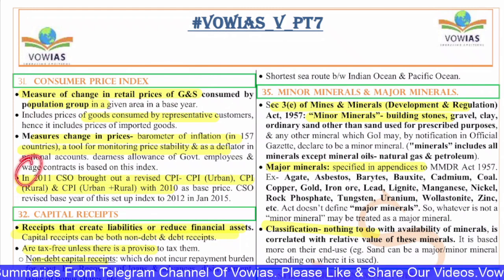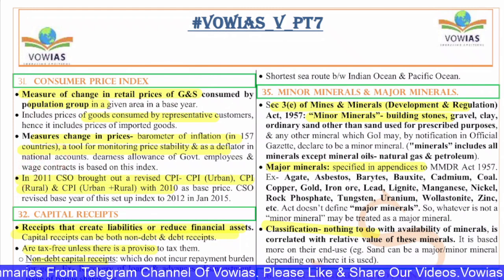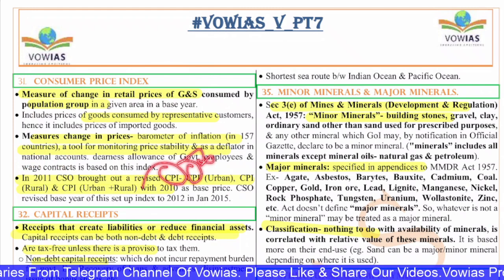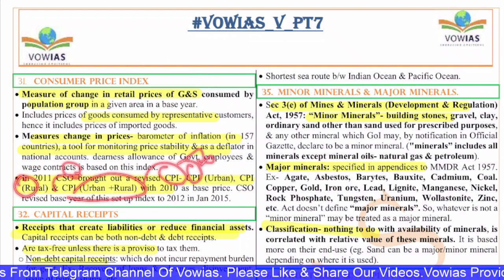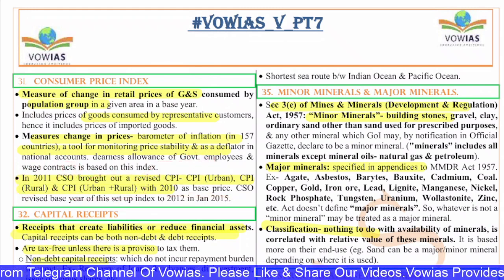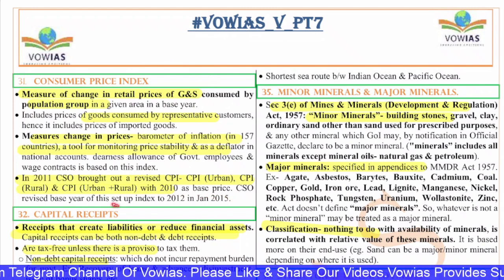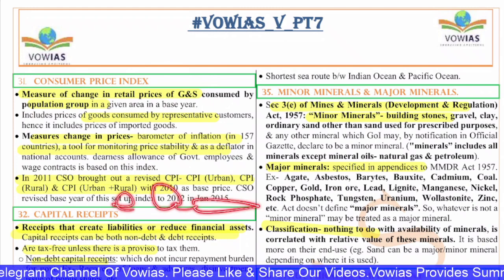In 2011, the CSO brought out a revised CPI: CPI urban, CPI rural, and CPI urban plus rural, with 2010 as the base year, and the CSO revised the base year of this series to 2012 in Jan 2015.